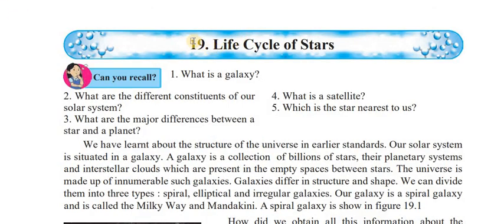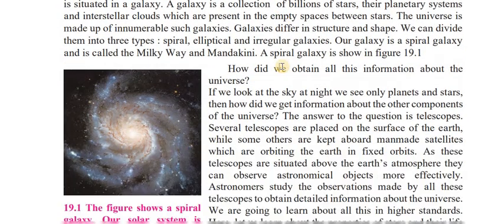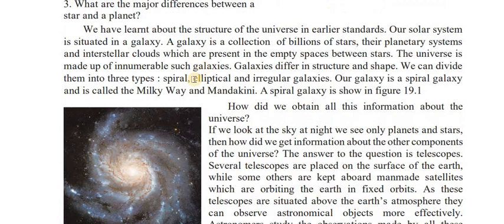And the last chapter, that is 19, life cycle of star. What are the types of galaxy? There are three types of galaxy: spiral, elliptical and irregular galaxies. Our galaxy is a spiral galaxy and is known as Milky Way and Mandakini.